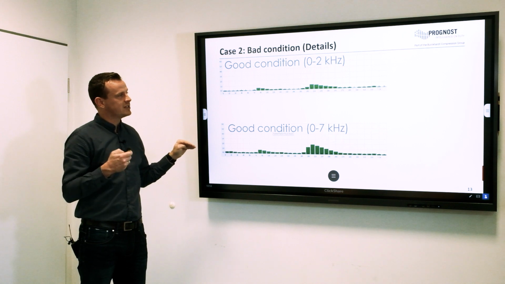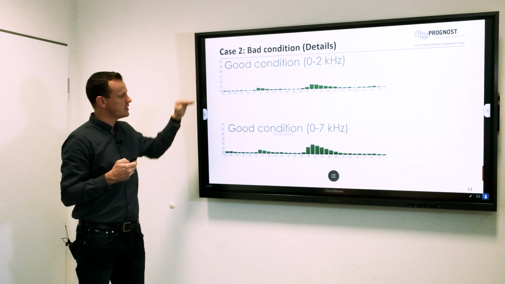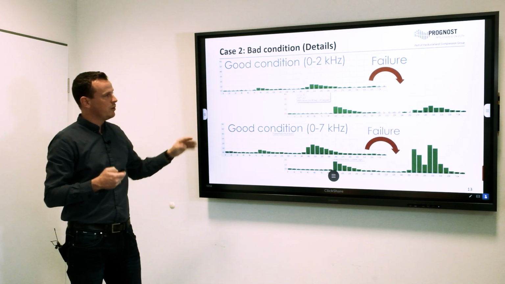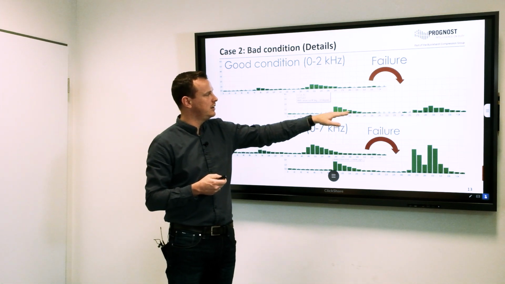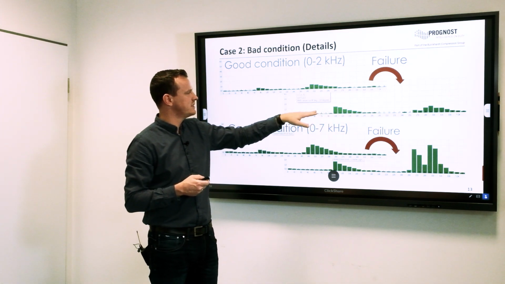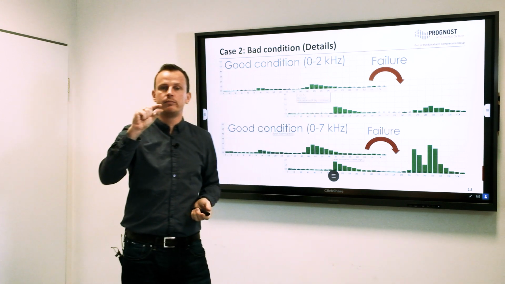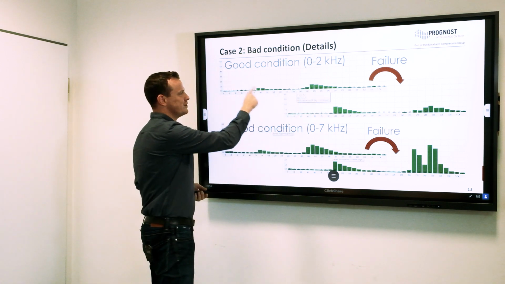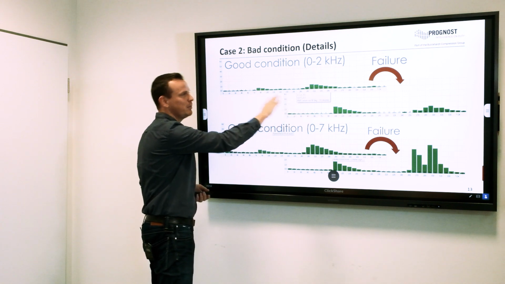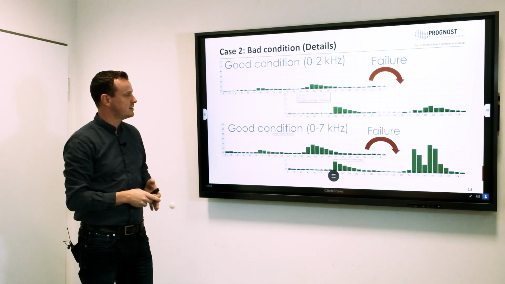And if we now check the bad condition for 0 to 2 kHz and for 0 to 7 kHz, we will see that the issue here in the lower frequency area with this filter is not so well visible. There are changes, but these changes are minor. And to put protection limits on this good condition, maybe you're a little bit too high and stop too late in that case, in that failure.